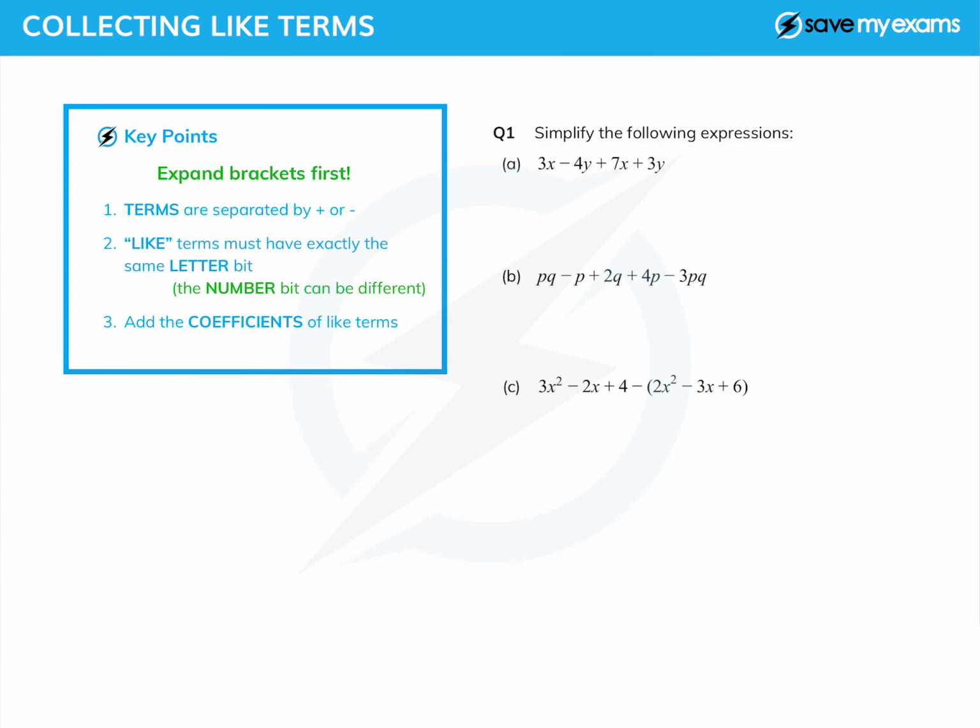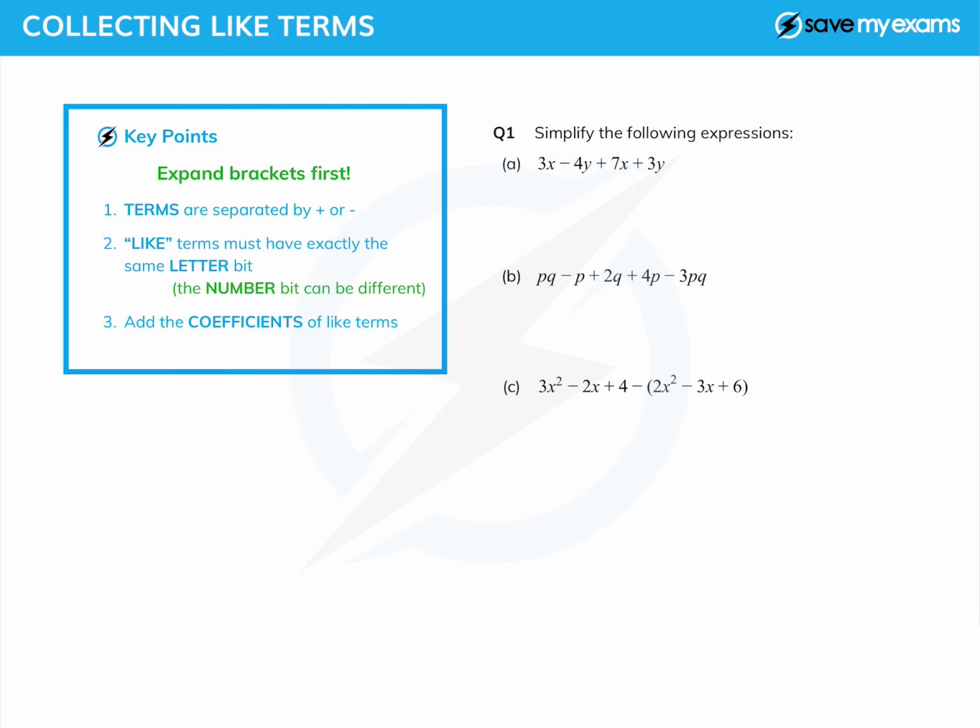In this tutorial, we're going to look at collecting like terms. You know the kind of thing. So if we just have a quick look at question 1 before we look at the key points, there you've got 4 terms. How do I know they're terms? Well, terms are separated by a plus or a minus sign. So here are the separators, if you like, and you can see the 4 terms there.